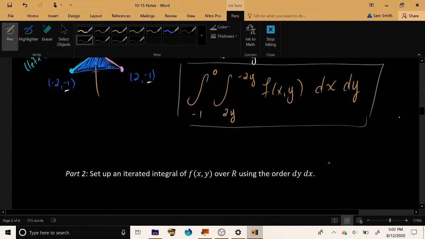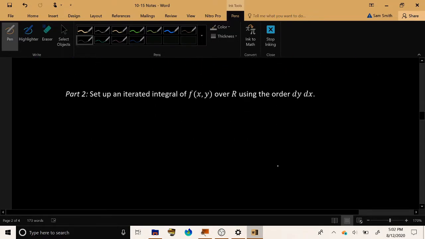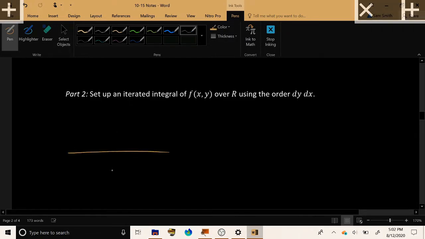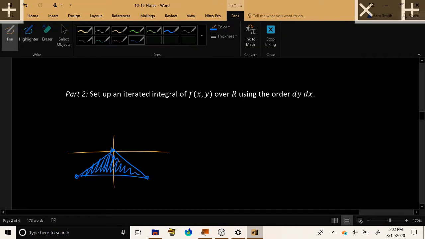Part 2, same region, same unknown function, but this time they want the order dy dx. So as before, let's go ahead and draw the region, this triangle, and let's ask ourselves what function would bound this region on the top, and what function would bound this region on the bottom.